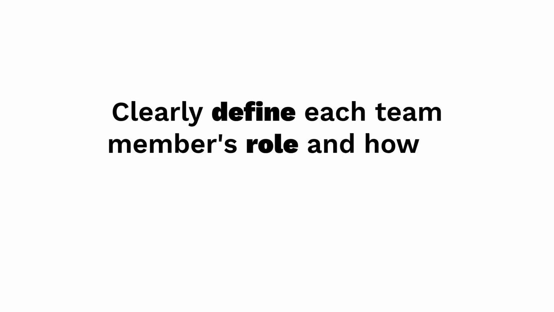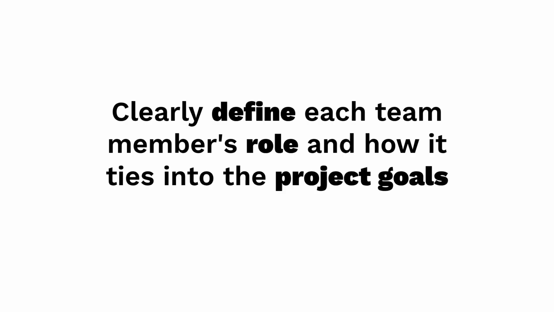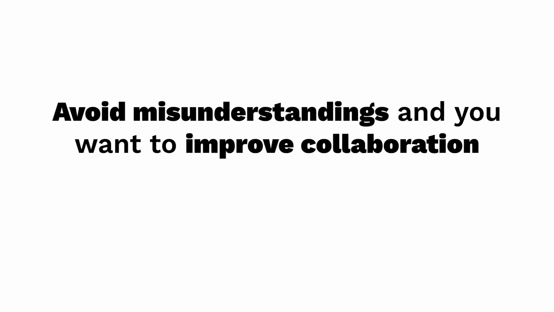So first, clearly define each team member's role and how it ties into the project goals, because you won't get high quality work if people aren't sure what they're responsible for. When roles are clear, you avoid misunderstandings, improve collaboration, and reduce dependencies on any one person to save the project. Every subject matter expert was brought onto the project for a reason. Lean into their strength and acknowledge their contributions equally.